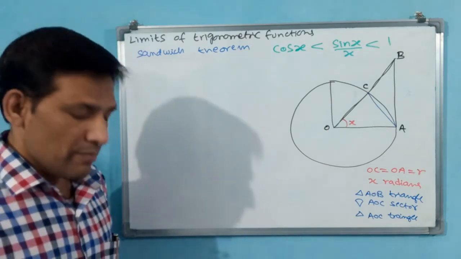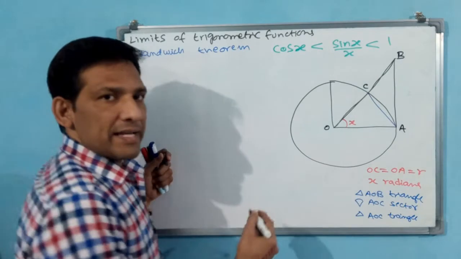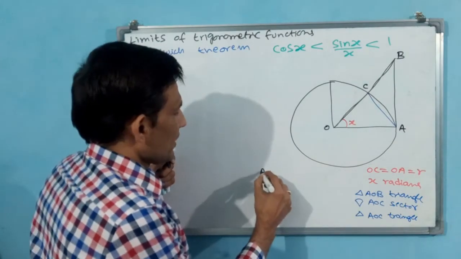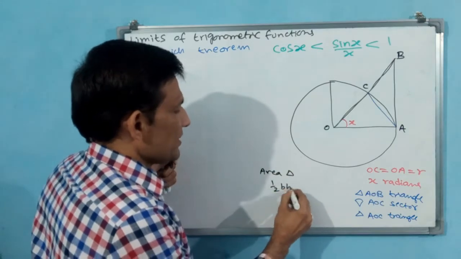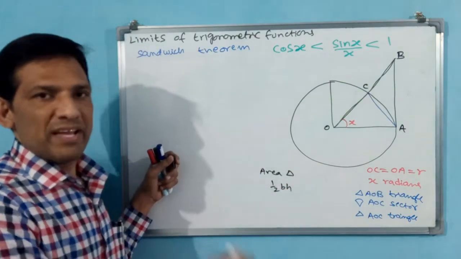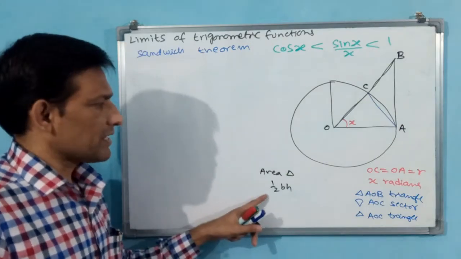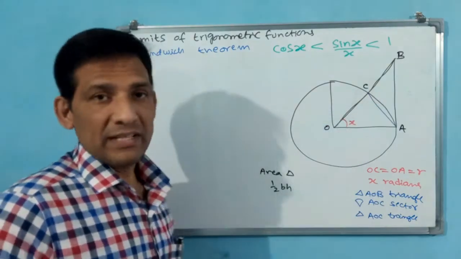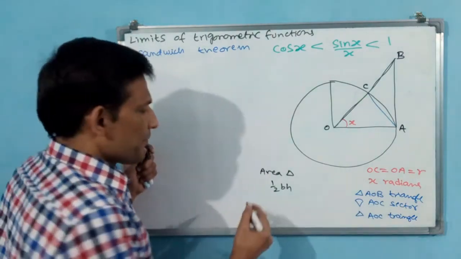Some basics we have to know. See, what is the formula for the area of a triangle? Area of triangle is equal to half base into height, where height means perpendicular height. This is for the area of triangles. Two circles are there, that area will come. But what about the area of a sector?